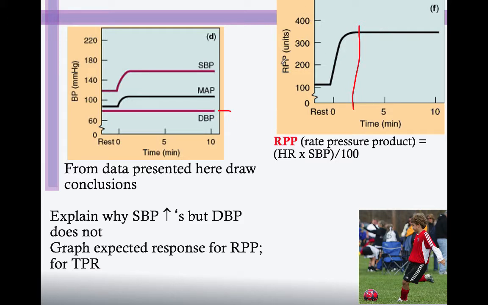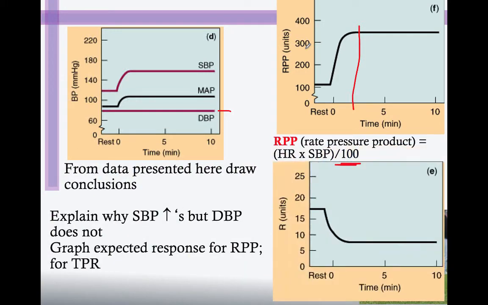And then because these numbers could get so large, what we do is we take that heart rate times systolic blood pressure, divide by 100, and so that keeps the numbers on the y-axis a little bit smaller and a little bit more manageable. Well, here you can see the peripheral resistance. So again, TPR, and you can see that TPR is decreasing quite a bit. And that's because of the vasodilation of the arterioles into the exercising muscles.